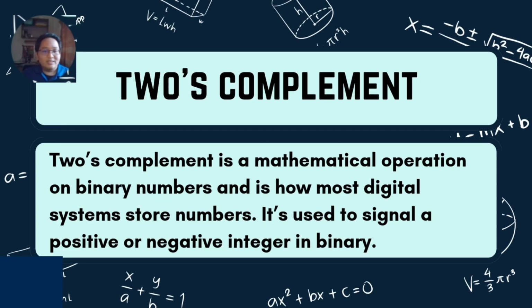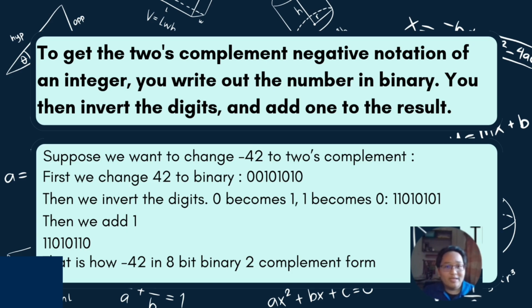So moving on to the second complement, it is just another mathematical operation on binary numbers, and is how most digital systems store numbers. It is used to signal a positive or negative integer in binary. To get the second complement's negative notation of an integer, you write out the number in binary, and then you invert the digits, which is what we have done in the first complement, and from there we add 1 to the result to change it to the second complement.